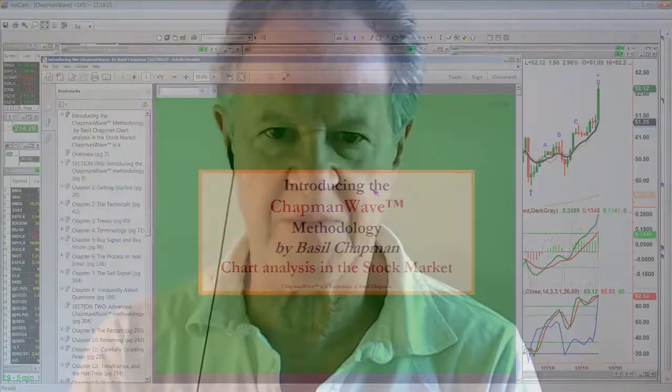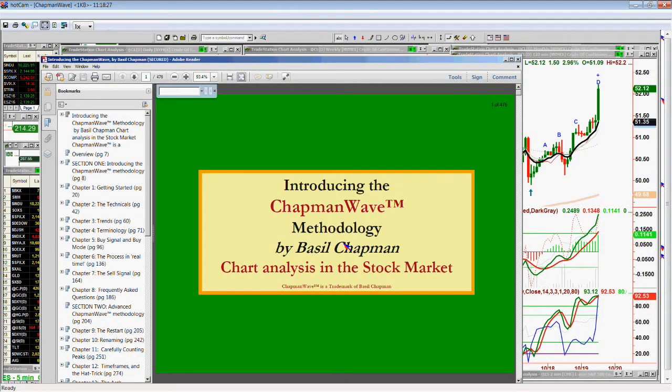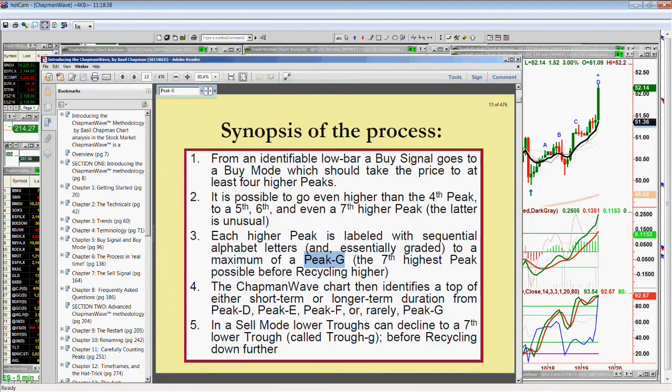Hi, folks. In this chart that you're looking at right here that says Introducing the Chapman Wave Methodology by Basil Chapman, chart analysis in the stock market, available at TFNN, it says find, and I'm going to type in here peak G, and then I'm going to say find. So the synopsis of the process explains exactly what the peak G is, the seventh highest peak possible before recycling higher. It discusses the rare peak G, the implications. That's the seventh higher peak that I talk about.